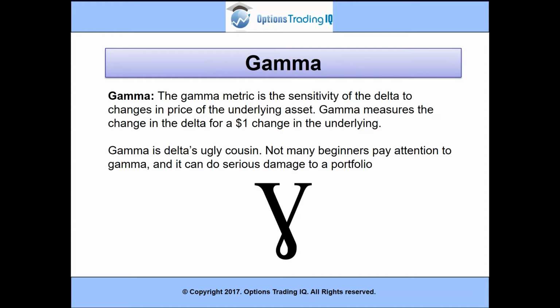So gamma is delta's ugly cousin, and not many beginners pay attention to gamma, and it can do serious damage to your portfolio. So again, you don't have to understand it in too much detail, but if you get nothing else than the fact that high short gamma can be bad if the stock moves around a lot, then that's the main thing to take away, okay? So just keep an eye on your gamma.